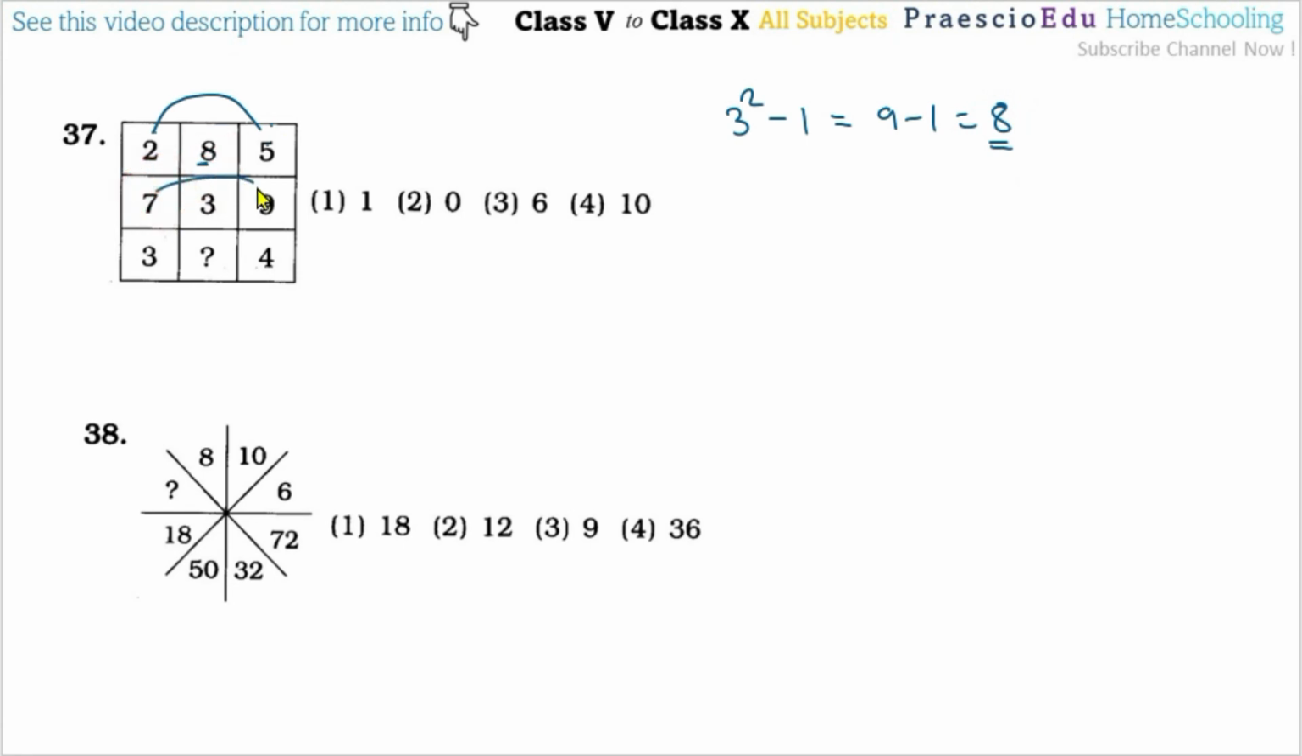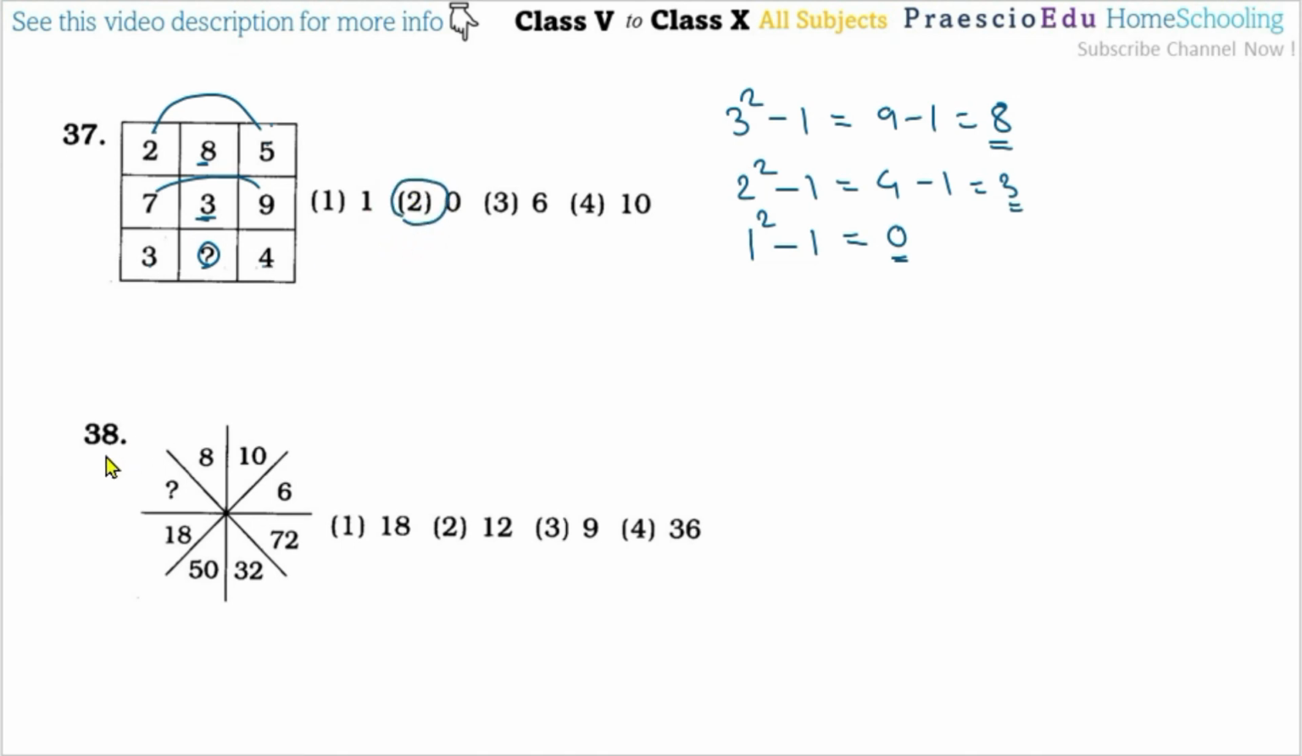So same, 9 and 7 have the difference 2, so 2 square minus 1 we have to do. 2 square is 4 and minus 1 we are getting 3, and 3 is present in the middle of these two numbers. So same, 3 and 4, the difference is 1, so 1 square and then minus 1, that is 0, and 0 can be replaced with the question mark, and 0 is present in option number 2.